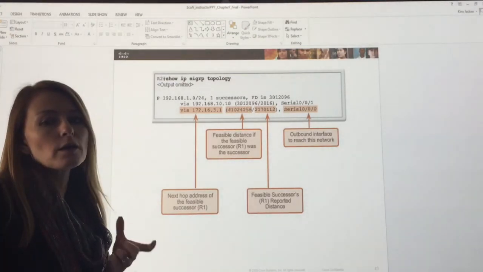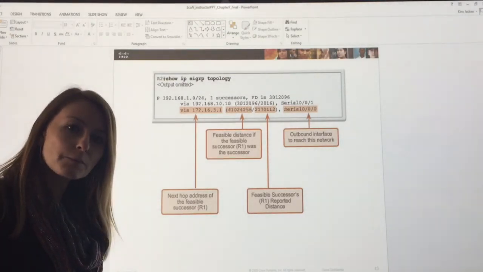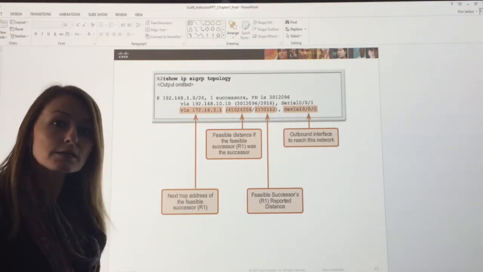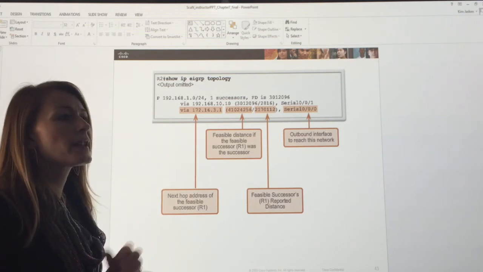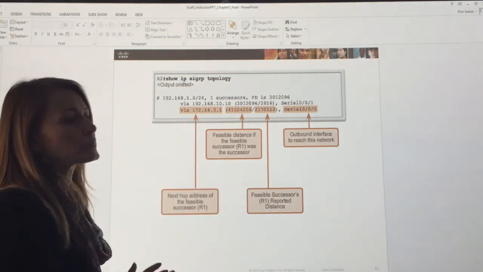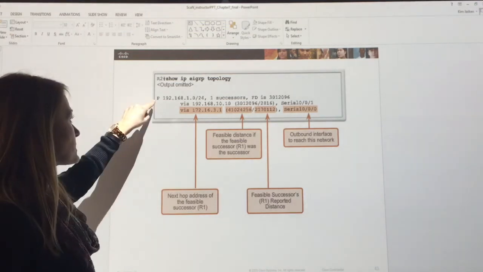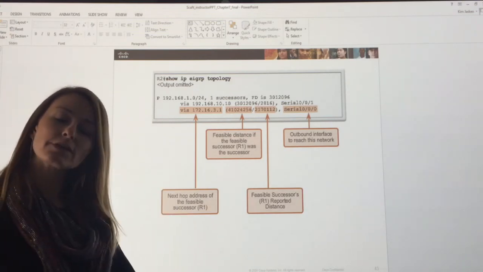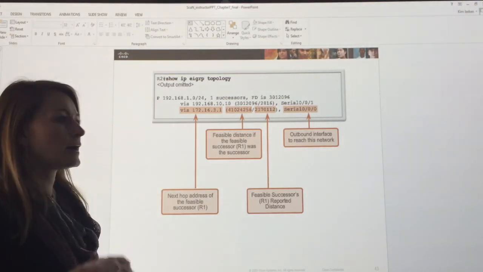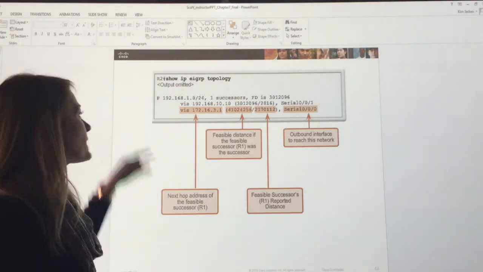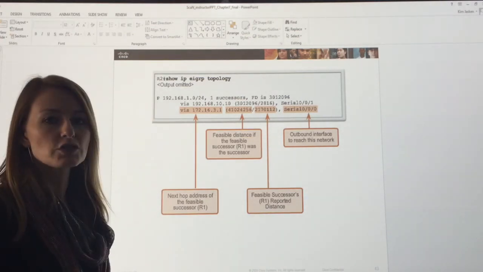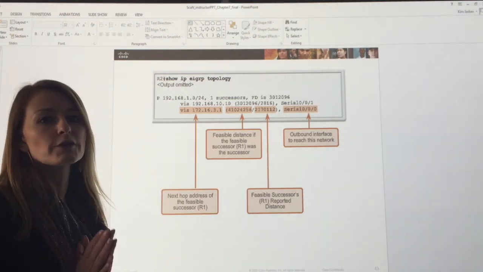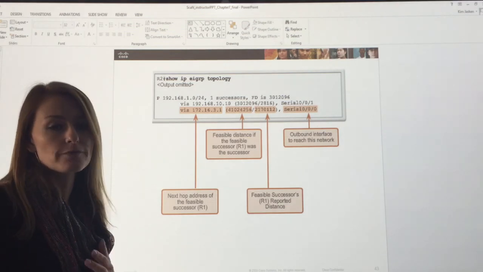If there is no feasible successor available and the successor goes down for some reason, if the link to the successor goes down, then at that point, DUAL will need to recalculate. So that's when this P is going to turn to an A. The P stands for passive, which means that everything is great, it's all hunky-dory, and business will continue as usual. If you see an A here in the topology table, then that means that DUAL is actively trying to configure a route, whether it's a successor route or a feasible successor route.